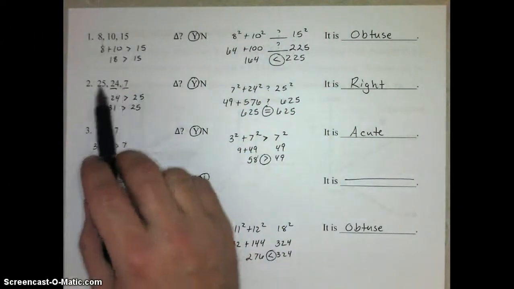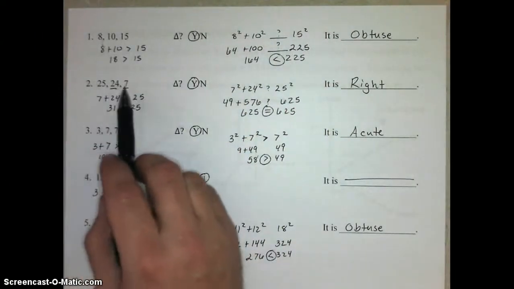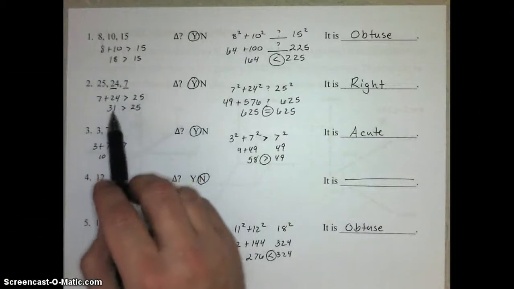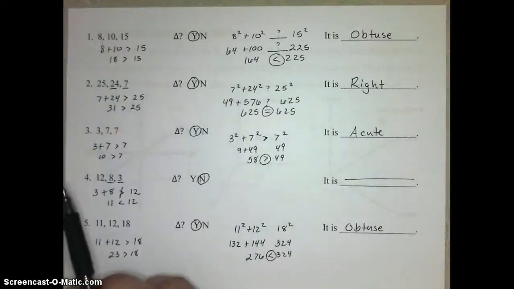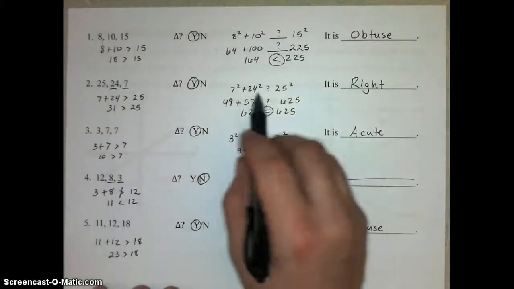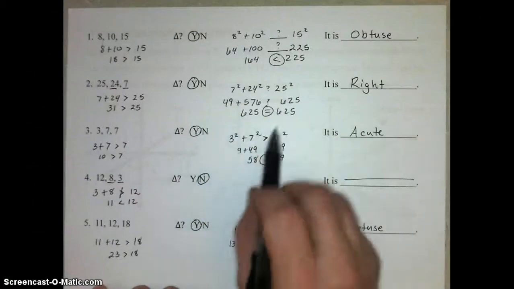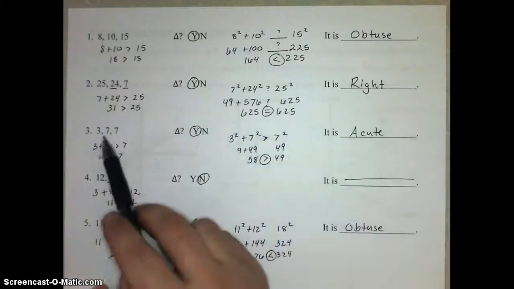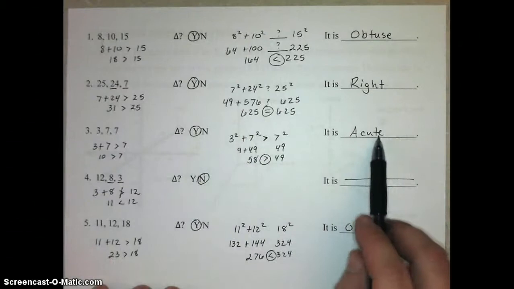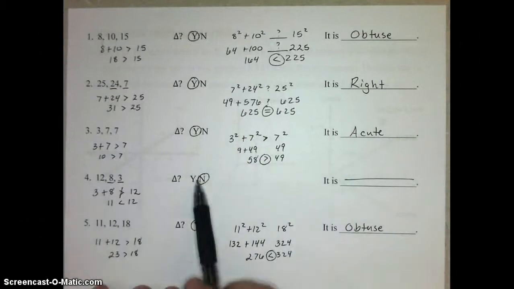Okay, 7, 24, and 25. 7 and 24 are the smaller two, so we add those and we get 31, which is greater than 25. So yes, it's a triangle. And if we plug those in, we get 625 on both sides, so it means it's a right triangle. Okay, 3 is a triangle, and it's acute. 4 is not a triangle.